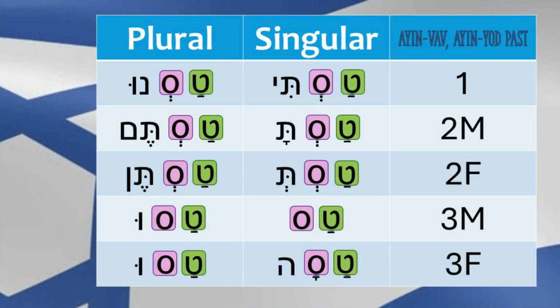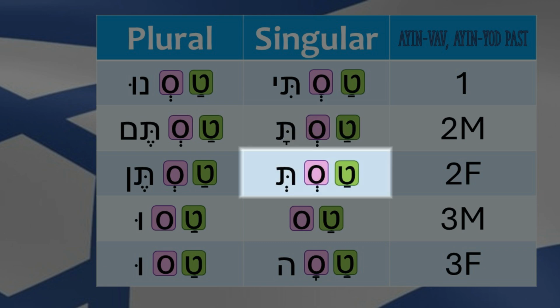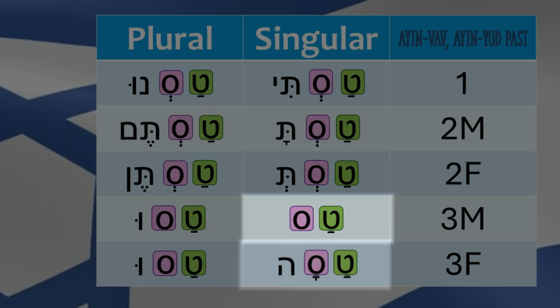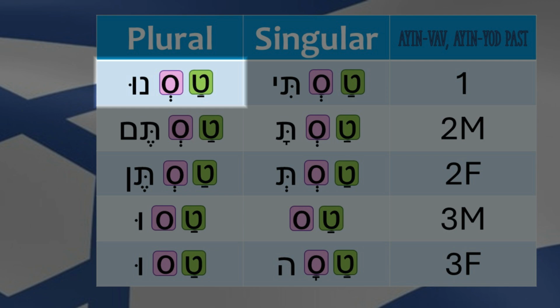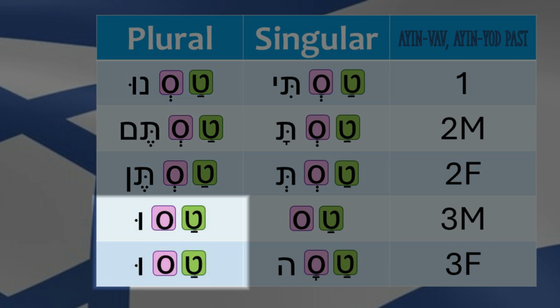So let's look at the conjugations for three verbs, starting with latus. We have tasti, tasta, tast, hu tas, hi tasa, tasnu, tastem, tasten, and hem vehen tasu. And of course, the dagesh has disappeared because tet is not a begad kafat letter. You might think it's the T of kafat, but it's not. That is a taf, not a tet.